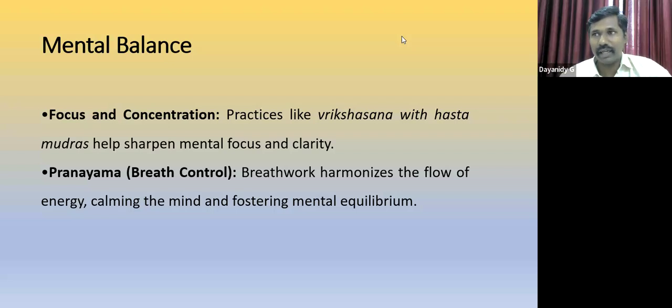We place our weight on the right foot and place the left foot on top of the right upper thigh. So we balance on one leg, and with that we can do the Hasta Mudra practices. By the end of the session, we all want to do these Hasta Mudra practices together, and the pranayama, breath control. This breath control we can see in every asana. We can have the breath work which harmonizes the flow of energy, calming the mind and fostering mental equilibrium.